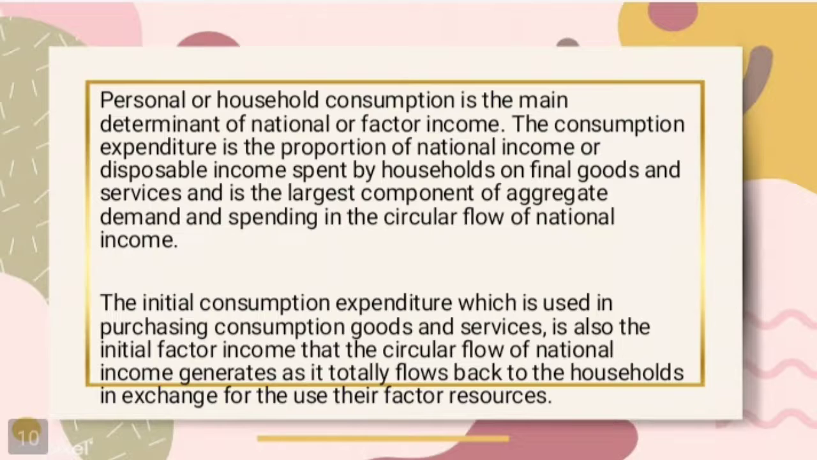Thus, if we assume that income is equal to consumption, the inflow that generates the income constitutes borrowings from the economy's stock of saving. Next, we have initial consumption expenditure, which is used in purchasing consumption goods and services, is also the initial factor income that the circular flow of national income generates as it totally flows back to the households in exchange for the use of their factor resources.